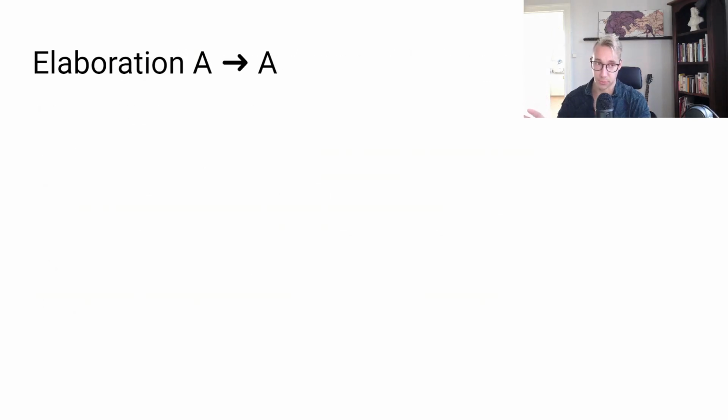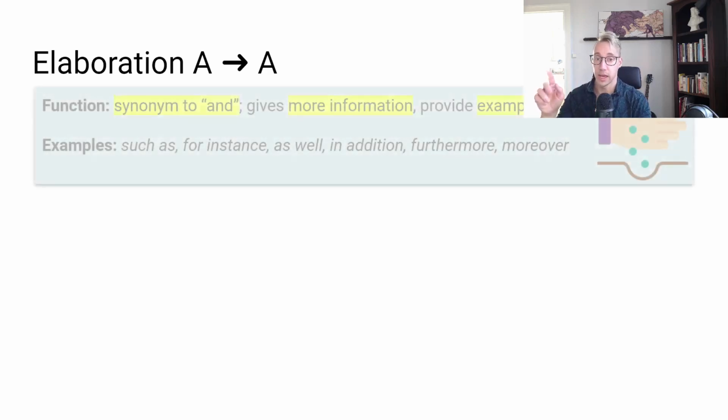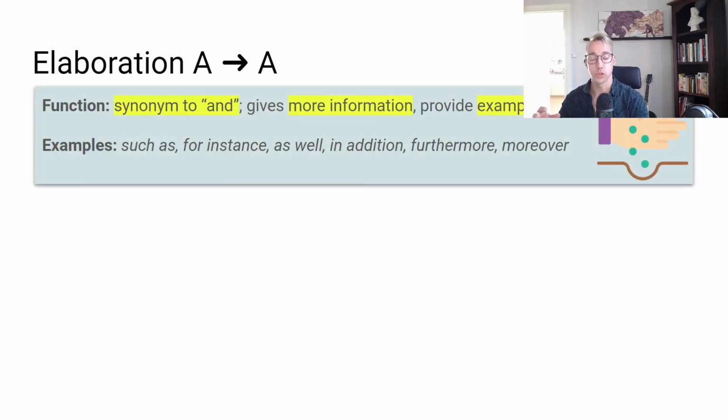Let's begin with elaboration. Here I'm using the symbols A leads to A, and the purpose of this is that we want you to be able to give us more information. The function then of elaboration is to give you a synonym to the very much overused "and." And is a perfectly fine word. However, we want you to be able to use synonyms to "and," I should say. But also, it will help you to provide examples to drive your explanation forward.